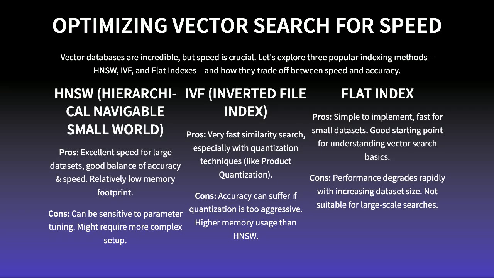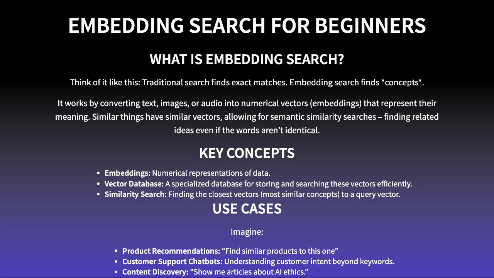Okay, so when we're dealing with vector databases and searching through tons of data, speed is everything. Different indexing methods help us achieve that. HNSW is like a really efficient map. It quickly finds the closest vectors without checking every single one. IVF uses a clever system to narrow down potential matches, making it super fast but sometimes sacrificing a bit of accuracy. And then there's the simple flat index, which is great for smaller data sets but becomes incredibly slow as your data grows.